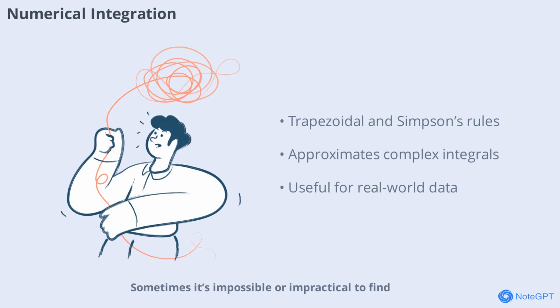Sometimes, it's impossible or impractical to find an exact integral using algebraic methods. In these cases, numerical integration techniques such as the trapezoidal rule or Simpson's rule provide approximate answers. These methods are widely used in science and engineering when dealing with complex or real-world data.